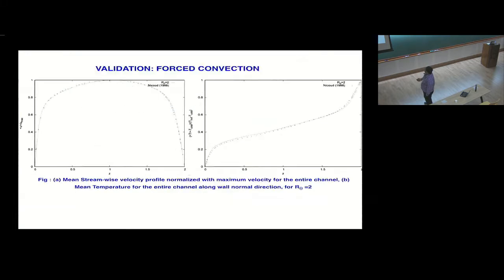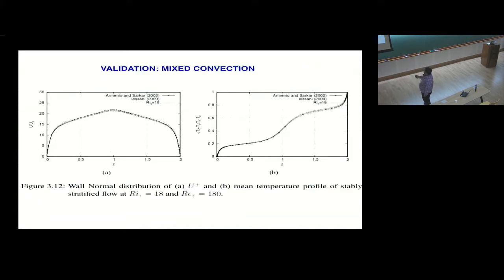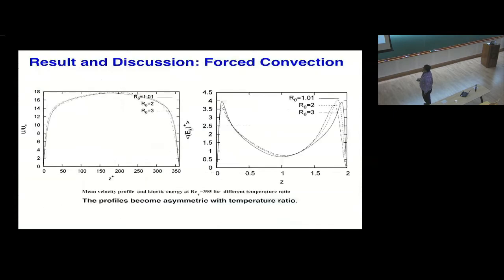This is for 100. This is for forced convection with Re tau 2. So this is mean velocity, mean temperature, and u prime. This is for the mixed convection validation. You can see that the plume is coming because of these internal gravity waves. And then these are the validation parts.